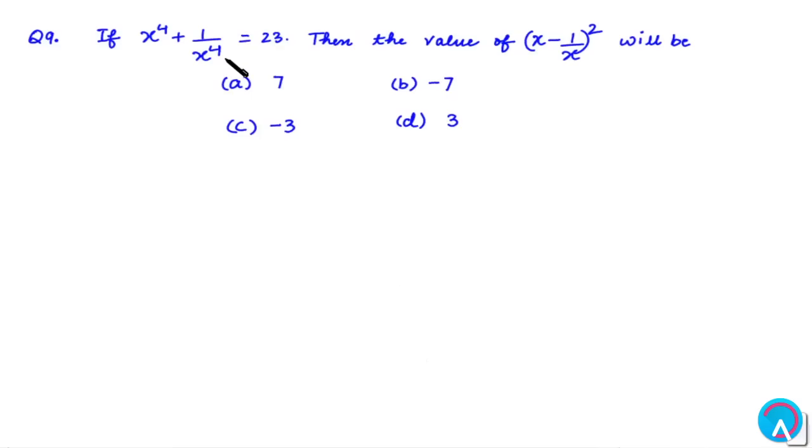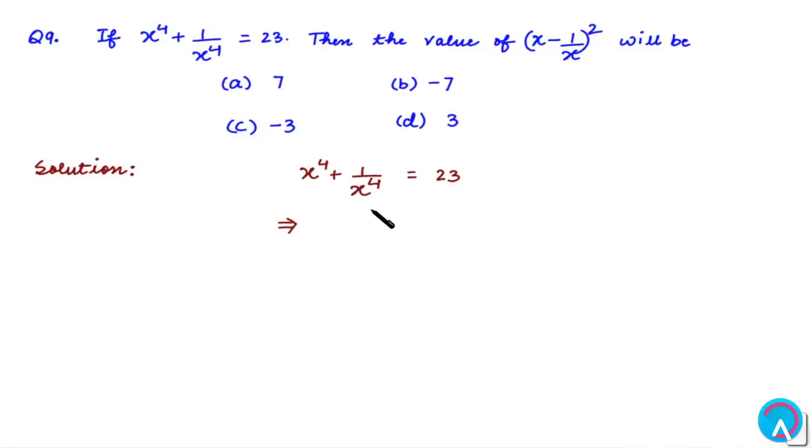Let's do question number 9. In question number 9, we have x to the power 4 plus 1 by x to the power 4 is equal to 23. Then the value of x minus 1 by x whole square will be, these are the options. Let's see which is the correct option here. We are given that x to the power 4 plus 1 by x to the power 4 is 23. So let's write this. x to the power 4 plus 1 by x to the power 4 is equal to 23. This is given in the question.